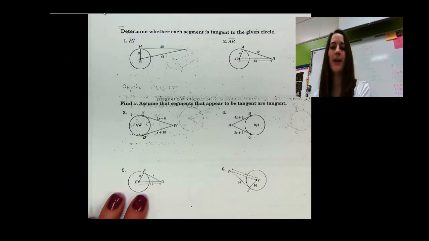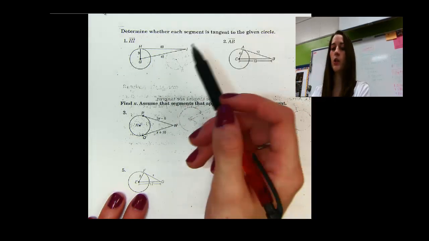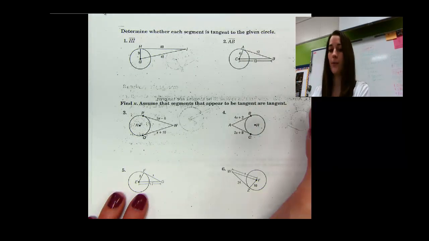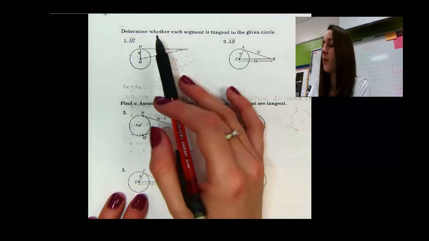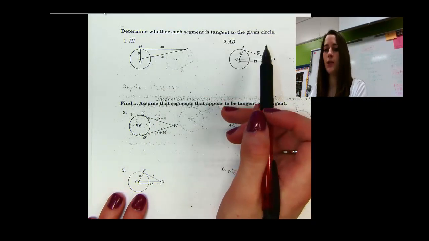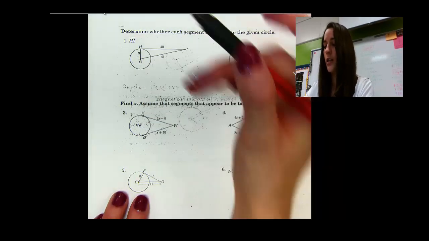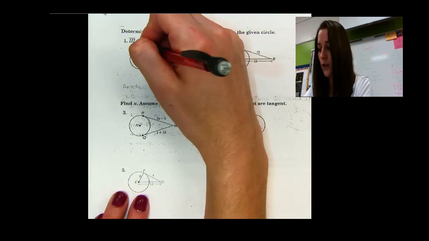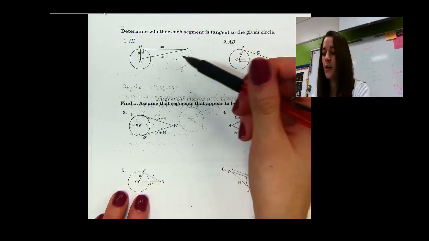Okay, so if you flip to the second page in your packet, you should see examples that look like this. We're going to use the theorems that we just learned about tangents to solve these problems. So let's take a look. Determine whether each segment is tangent to the given circle. Well, to be tangent to the circle, it's going to be perpendicular to the radius of the circle. So we can go ahead and put a 90-degree angle in there.